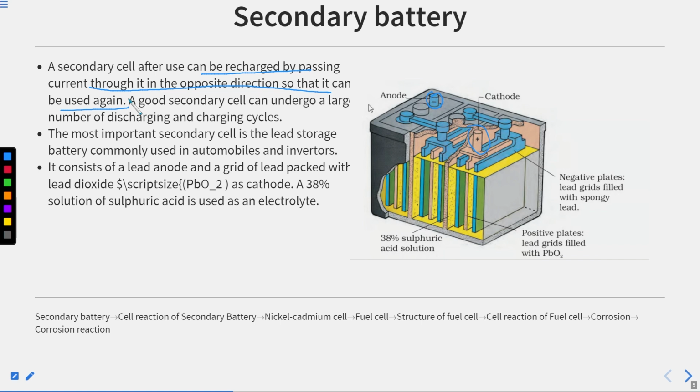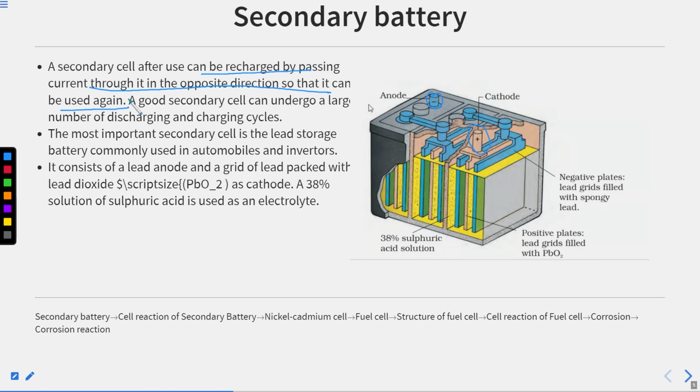If we drive the reaction that was going spontaneously in the opposite, non-spontaneous direction, then we can get the reactants back, and those reactants will again give your spontaneous redox reaction. So you can just imagine a cycle. Whenever we apply current in the opposite direction to that in which it was supplying current. Suppose your battery has a flow of current from anode to cathode.